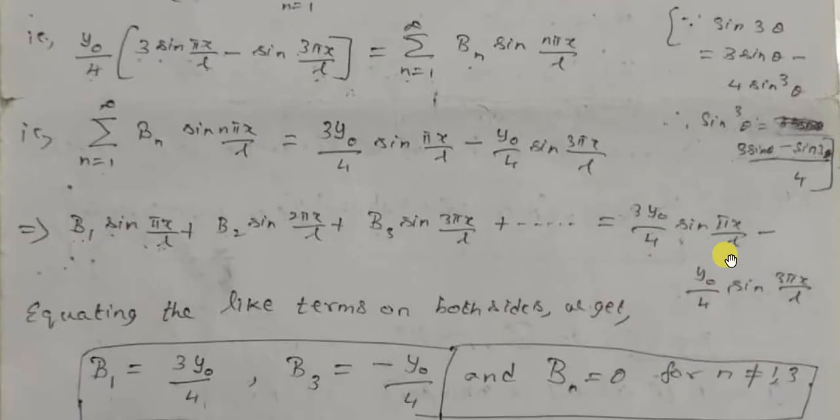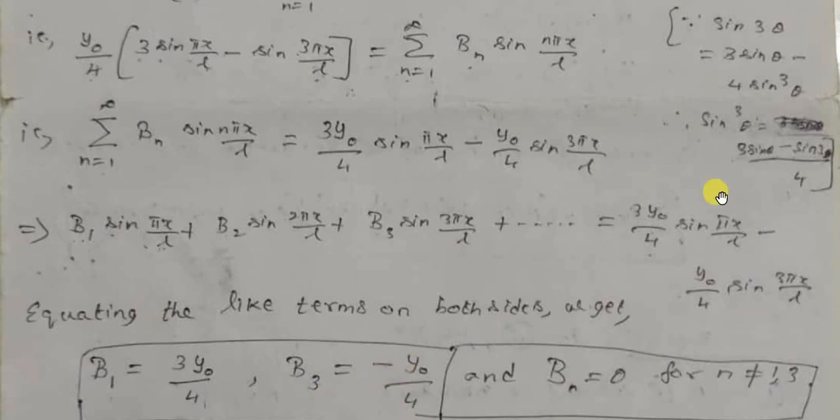So now I am going to equate the like terms. Here sin pi x by L is there on one side, and on the other side sin pi x by L is there, whose coefficient is b1. Here the coefficient is 3 y naught by 4. So equating the like term coefficients, I get b1 is equal to 3 y naught by 4. The sin 2 pi x by L term is not available on the left hand side, so b2 is equal to 0. Then sin 3 pi x by L is available on both sides. The coefficient is minus y naught by 4 and here the coefficient is b3. So b3 is equal to minus y naught by 4.